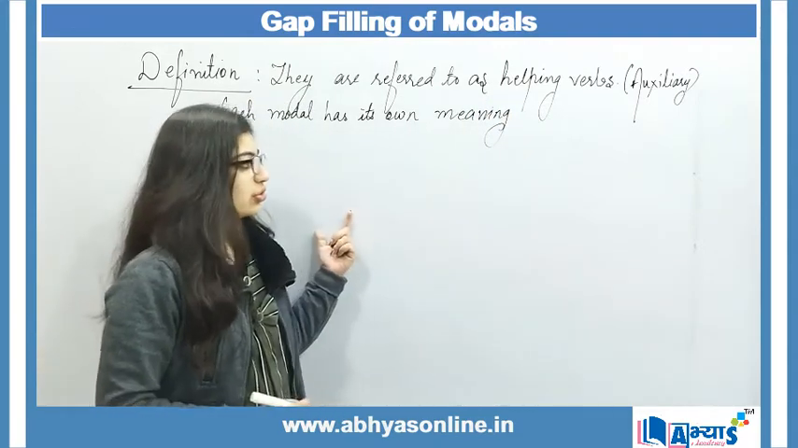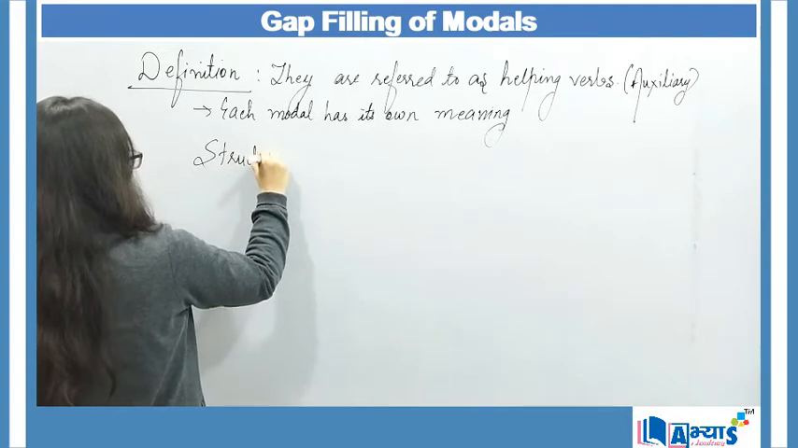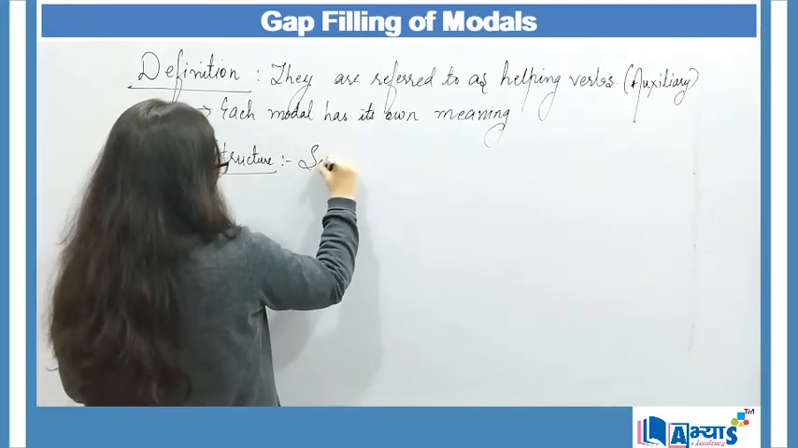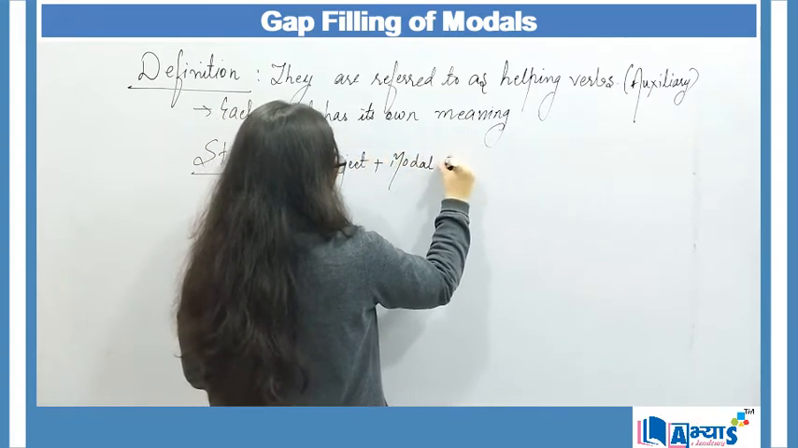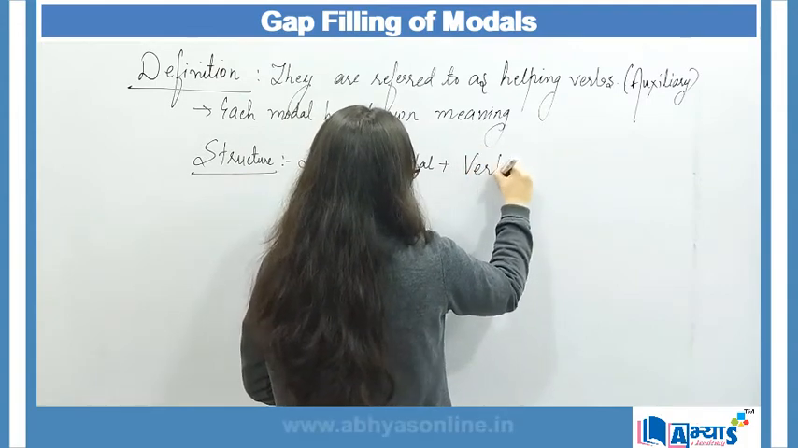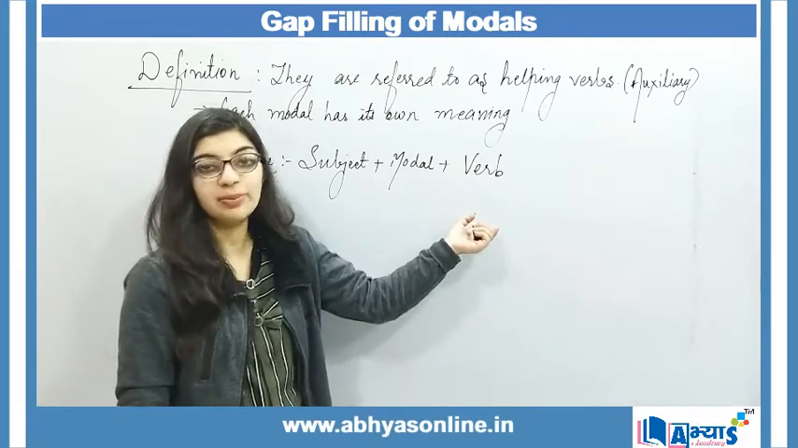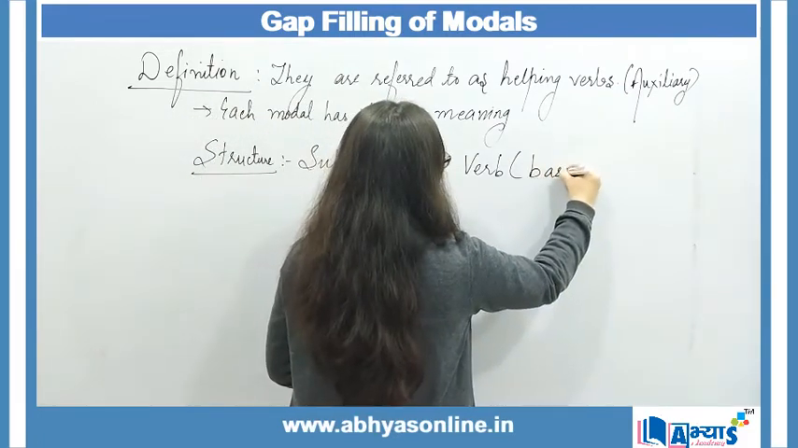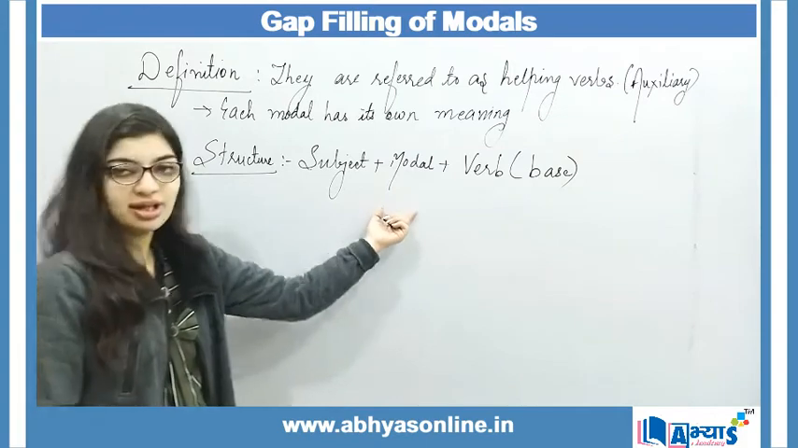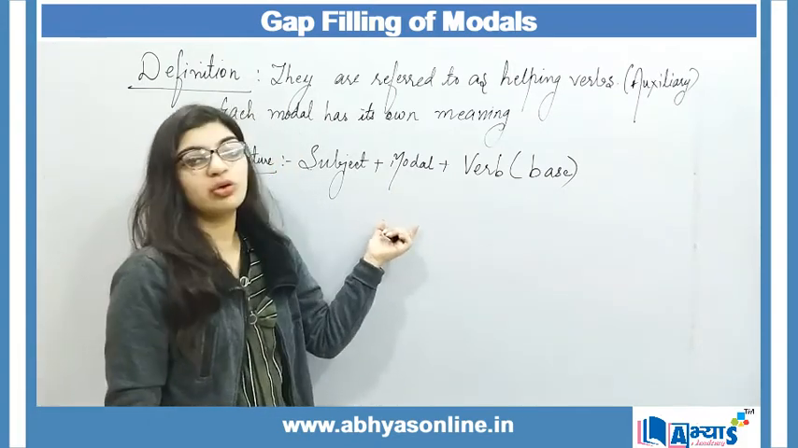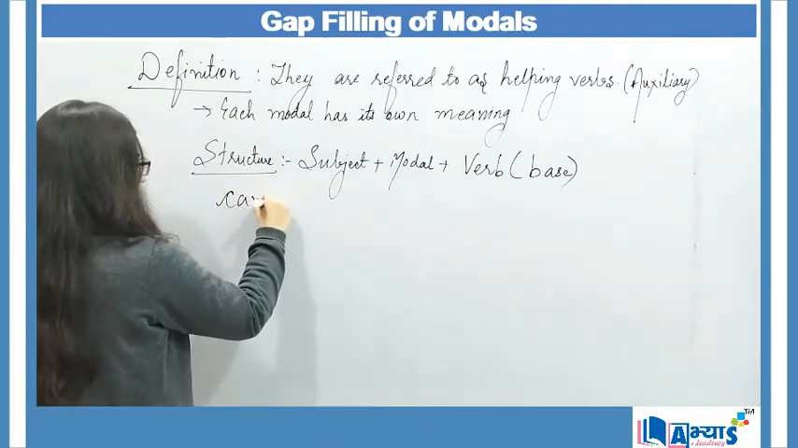And first I am going to explain to you the structure of modal. The structure of modal is subject plus modal plus a verb. Modal is also a verb, and always remember that modal is followed by another verb, and this verb is the base verb. This is very important for you to remember, that modal is also a verb and modal is followed by another base verb.